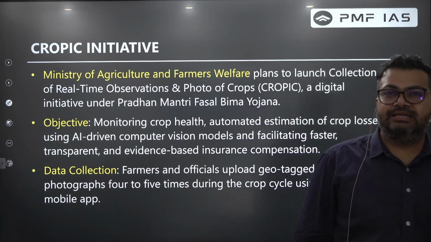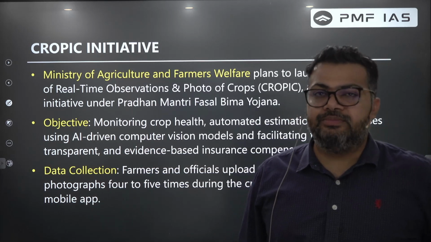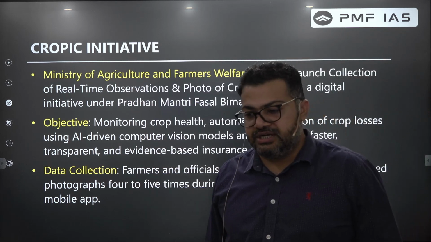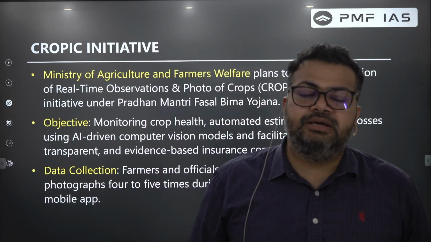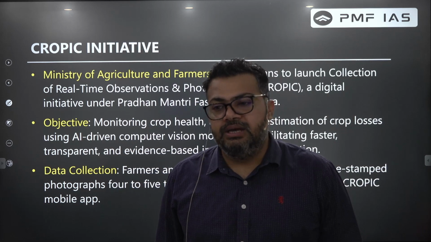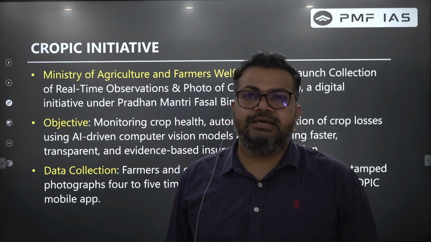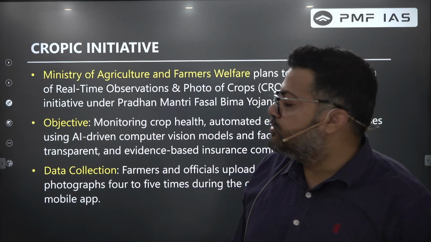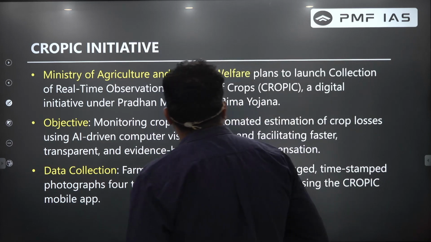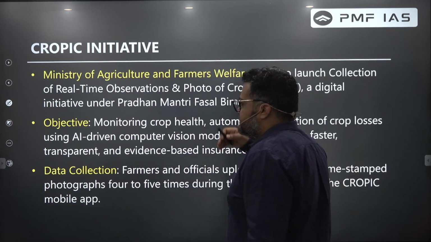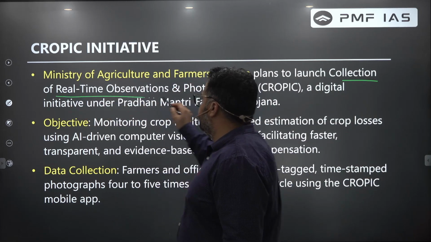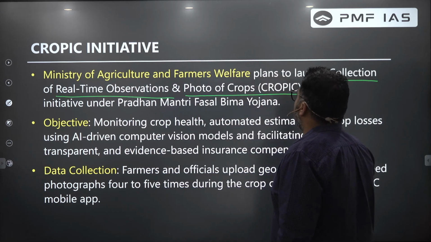Now, this is an initiative from the Ministry of Agriculture and Farmer Welfare. Actually, I have personally been a part of one such initiative way back in 2016 and 17, right, which basically tries to find some digital or you can say AI based systems in monitoring crop health. So this CROPIC is a similar initiative. So this basically is a way of collecting real time observational data and photos of crops in the country.